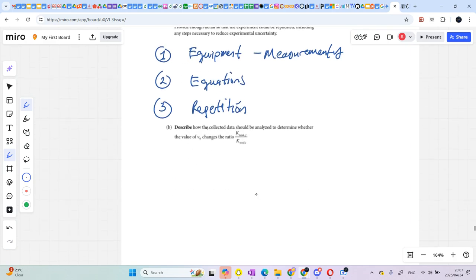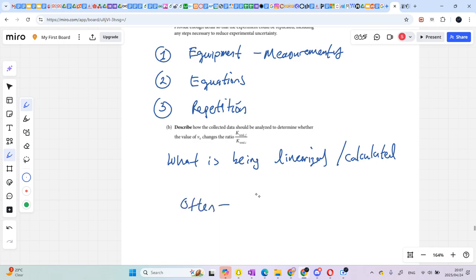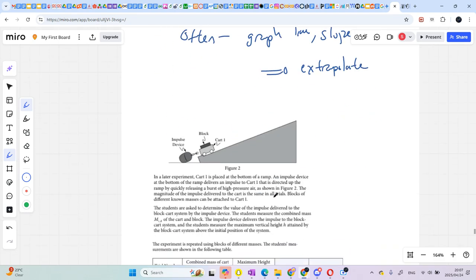Describe how the data will be collected is going to be more so what you're linearizing. What is being either linearized, calculated, something along those lines. So very often it's going to be graph a line, use the slope to tell you something, to extrapolate something. All right, so that's that.